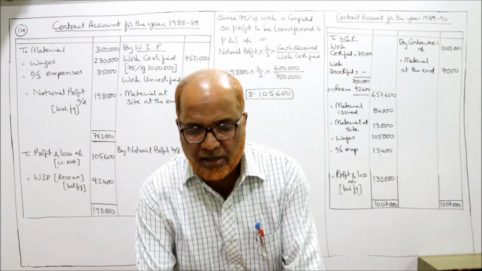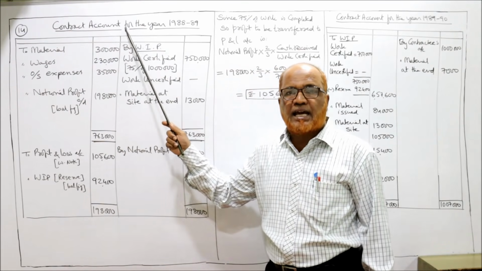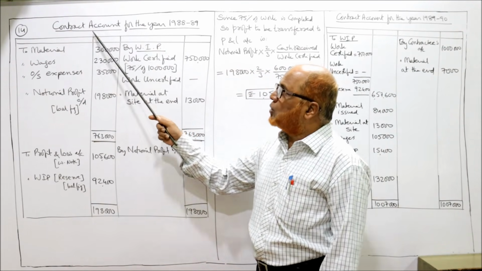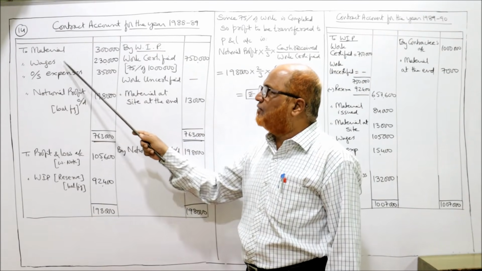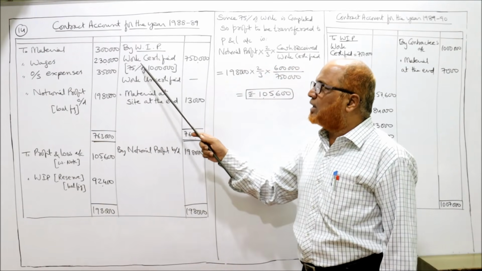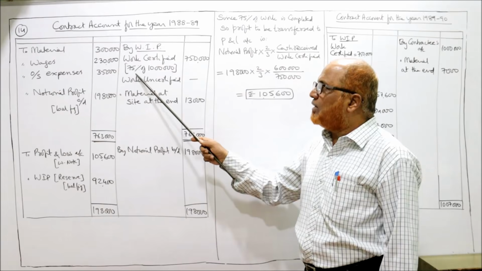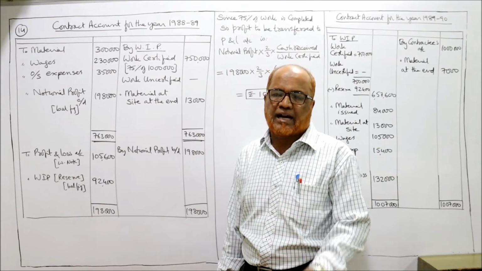Now, we have to make two separate accounts. First we make the account for 1988-89, the first year. So, contract account for the year 1988-89. On the debit side we take the material 3 lakh, wages 2,30,000, outstanding expense 35,000. On the credit side, by work in progress, work certified, 75% of 10 lakh, because the contract price is 10 lakh.